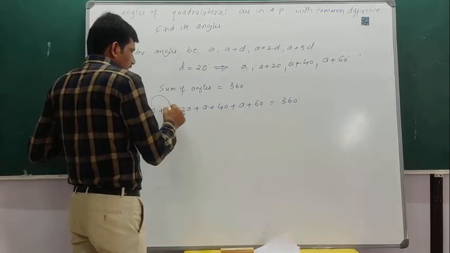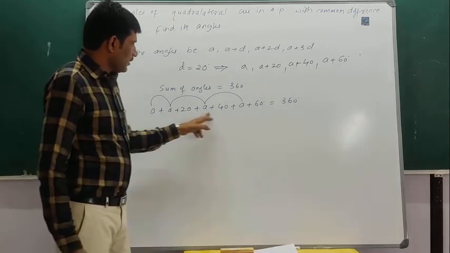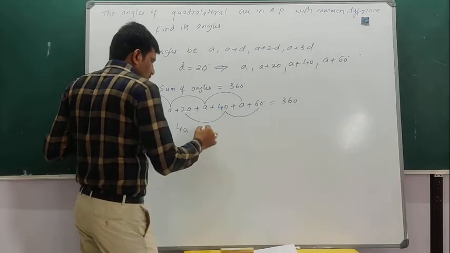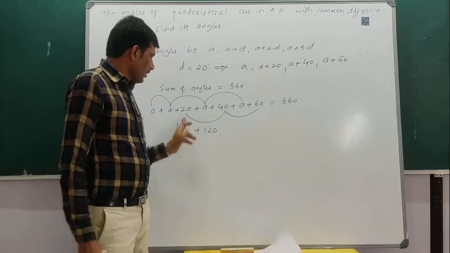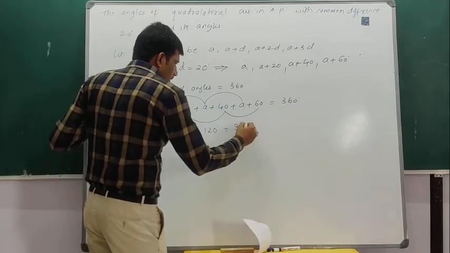So that is a plus a, 2a, 3a and 4a. Then 20 plus 40 is 60, 60 plus 60 is 120. So 4a plus 120 is equal to 360.